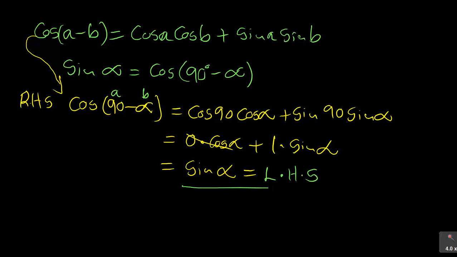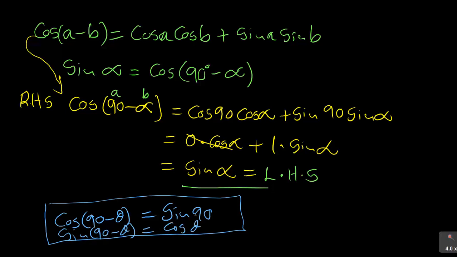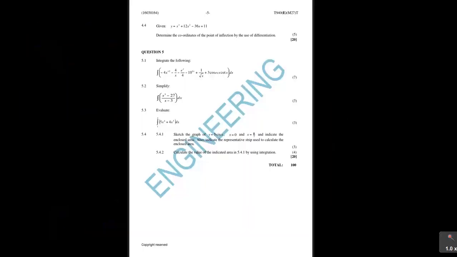Remember, there is an identity here. That identity is a cofunction, and the cofunction says cos 90 minus theta is equal to sine theta. And also it says sine 90 minus theta is equal to cos theta, not cos 90, it's cos theta. So this is the cofunction that you are actually proving there.